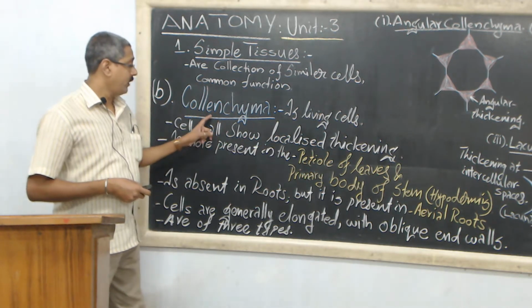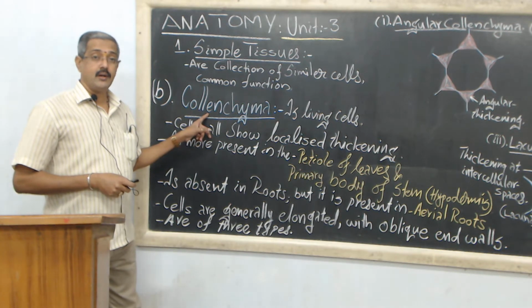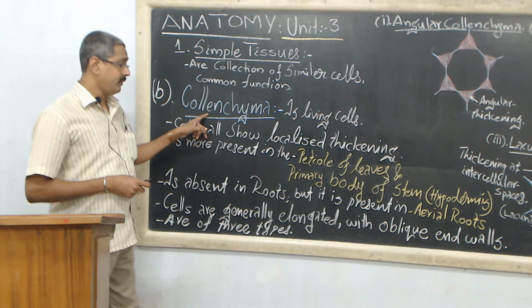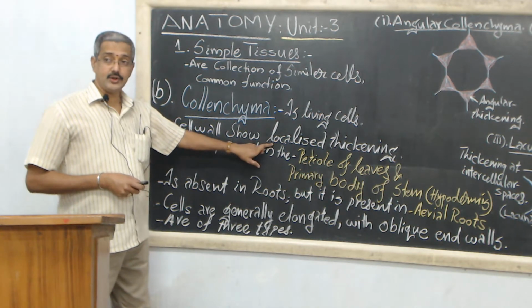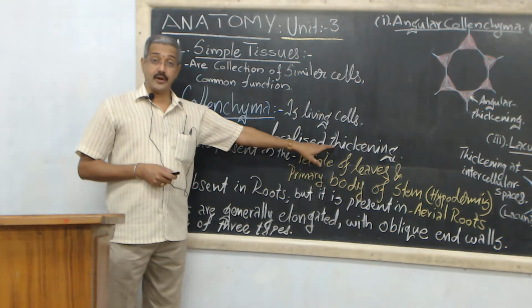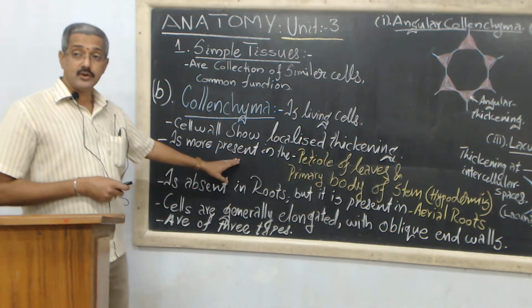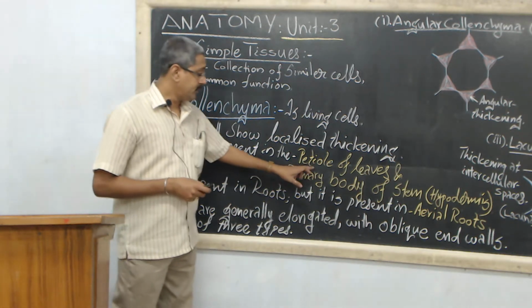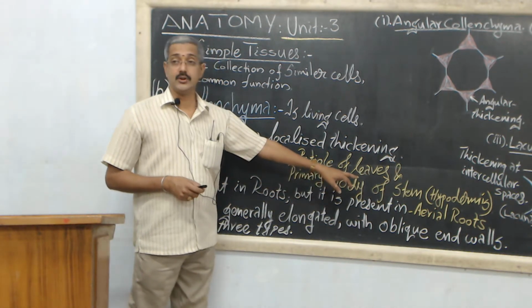Naturally, the collenchyma are derived from the fundamental tissue, that is the parenchyma, but occasionally, due to specific functions, the cells show localized thickening on their secondary walls. And it is more present in the petiole of leaves, primary body of stem, that is in the hypodermis.